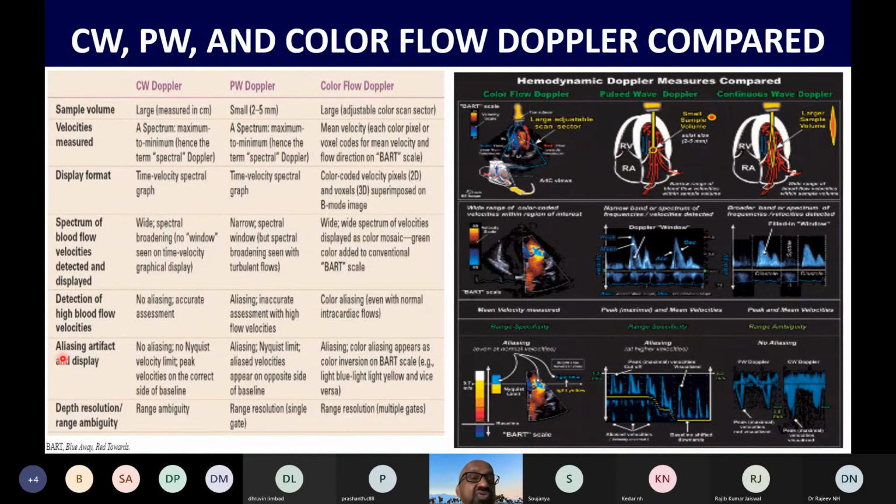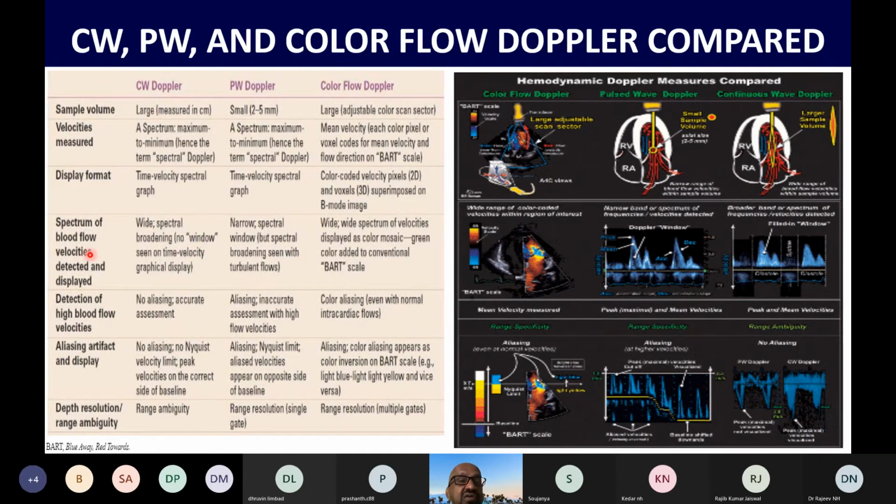20-30 minutes. So in the continuous wave Doppler, there is actually no sample volume. We do not place a sample volume. The velocity is measured all across the echo beam, whereas in pulse wave Doppler, we place a sample volume which is 2 to 5 millimeters in thickness. We actually tell the machine where we want to measure the velocity. That is not possible in continuous wave Doppler, and in color flow Doppler we again do not adjust the sample volume, but we can adjust the sector. You can decrease or increase the size of the sector.